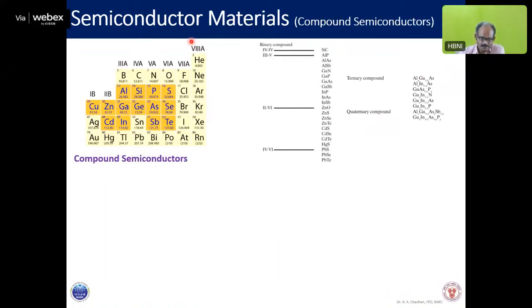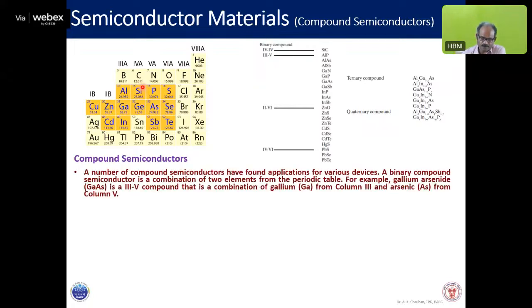Now, one part is the elemental semiconductor, which is silicon and germanium. Then there are compound semiconductors. What are those? The compound semiconductors also have similar properties of a semiconductor, as the name suggests, but they are not single-element compounds.